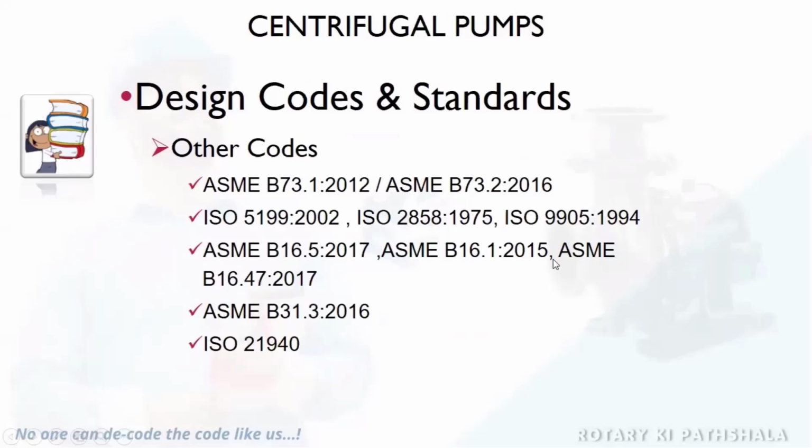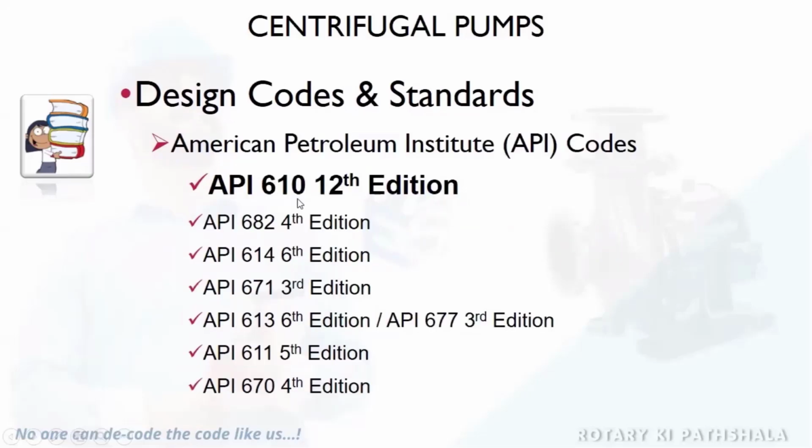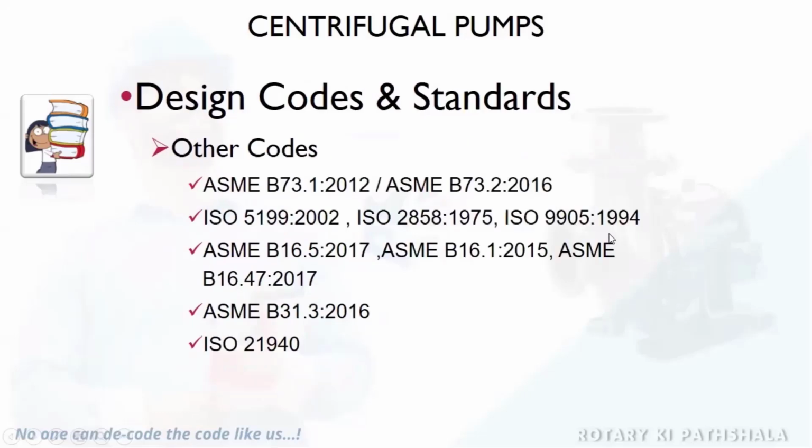Now, this one was for the American Petroleum Institute, which is for the process pumps. Now there is a possibility that an API 610 pump may not be required. So what is the other code? These are the ASME codes: ASME B73.1 and B73.2. ISO 5199, ISO 2858, ISO 9905.